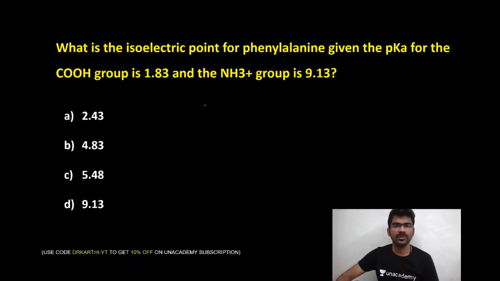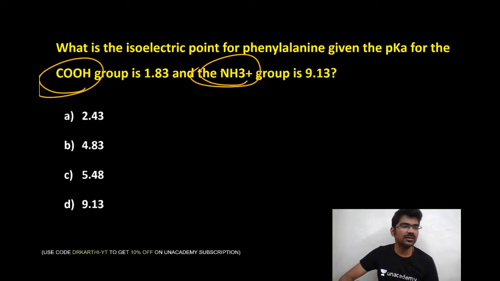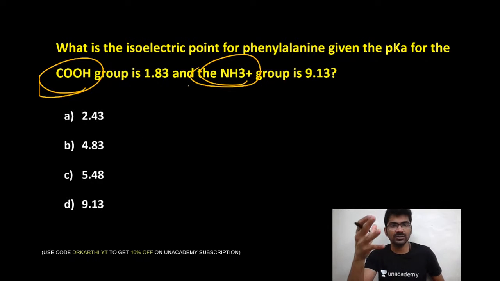Okay, so here for phenylalanine, how many ionizable groups are there? There are just two ionizable groups, right? Just the COOH group and an amino group. Good evening, Neeraja. So, how is your PhD going on? I hope everything is fine there, right? So, you have just two ionizable groups, so it's very easy to calculate here.